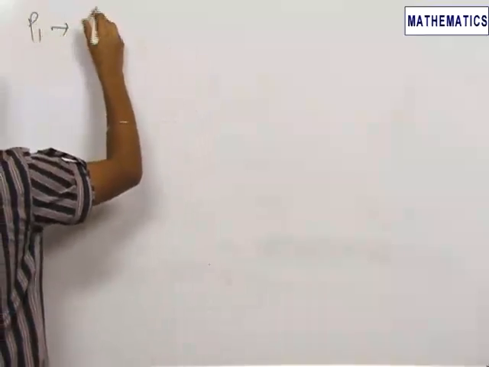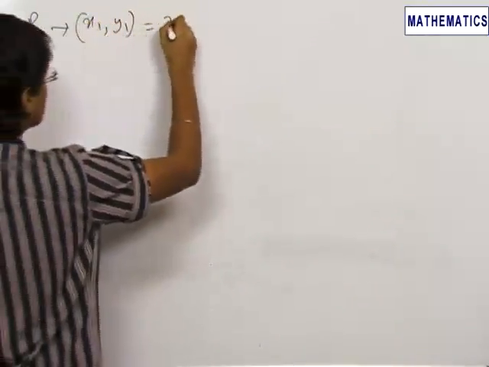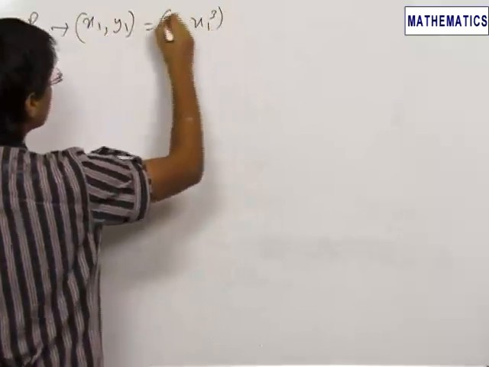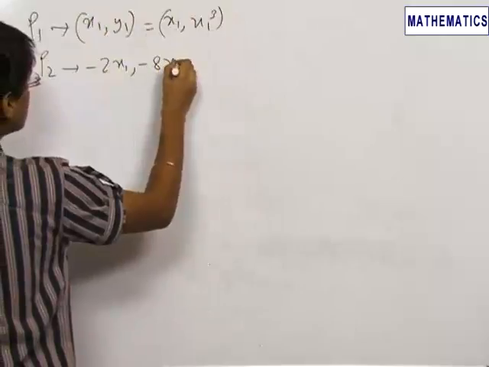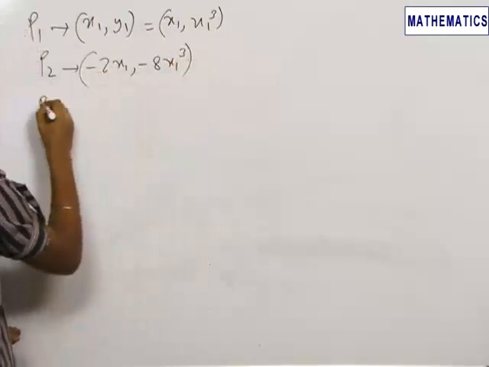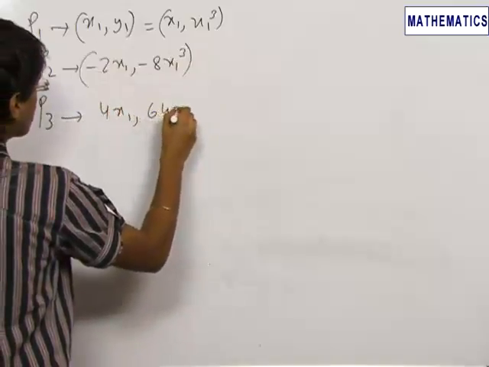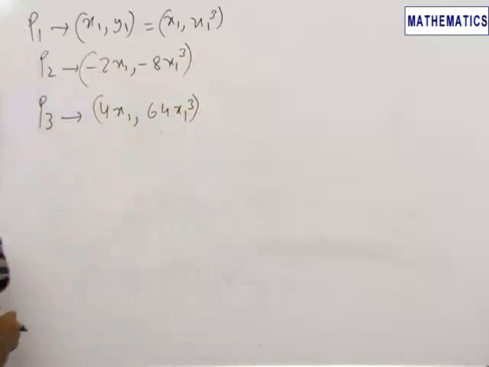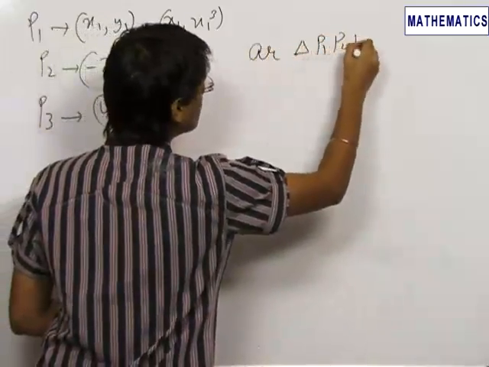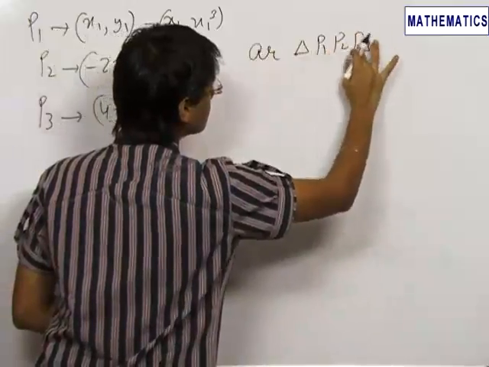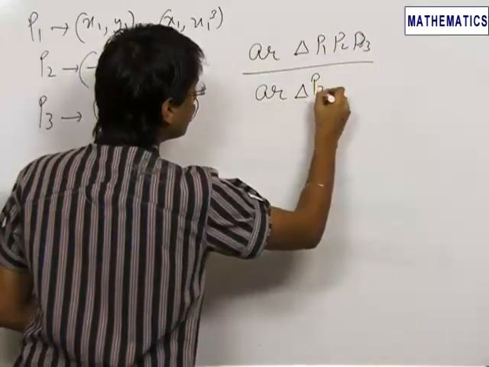Our P1 was x1 comma y1, or rather x1 comma x1 cube. P2 was minus 2x1 comma minus 8x1 cube. Our P3 was 4x1 comma 64x1 cube. Now we need to find the area of triangle P1, P2, P3 upon area of triangle P2, P3, P4.